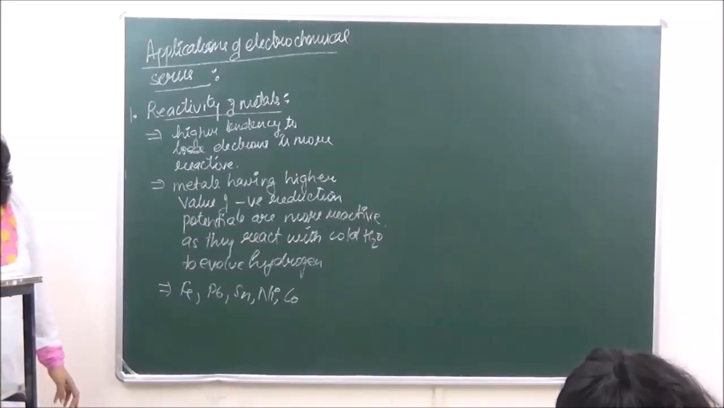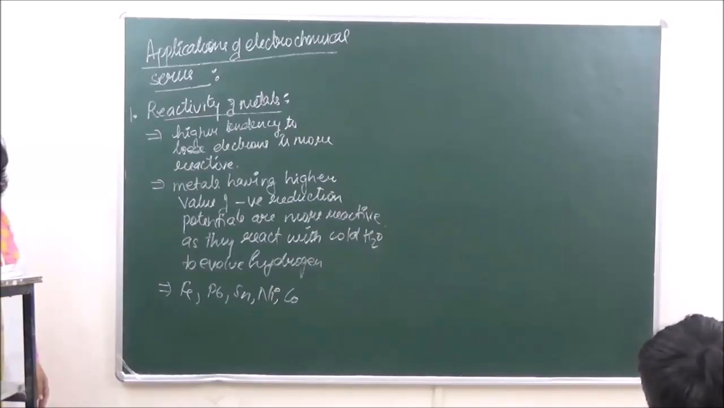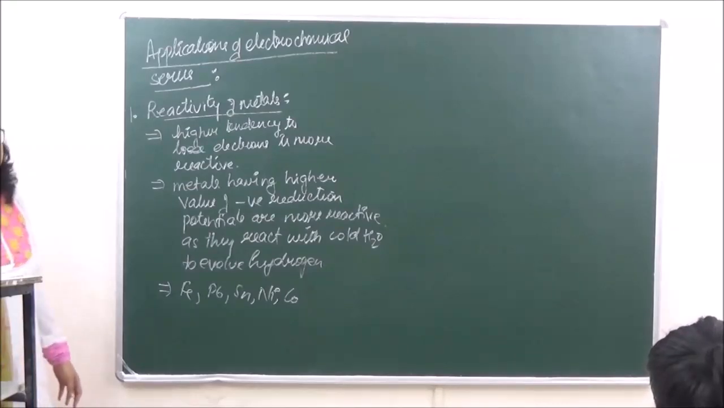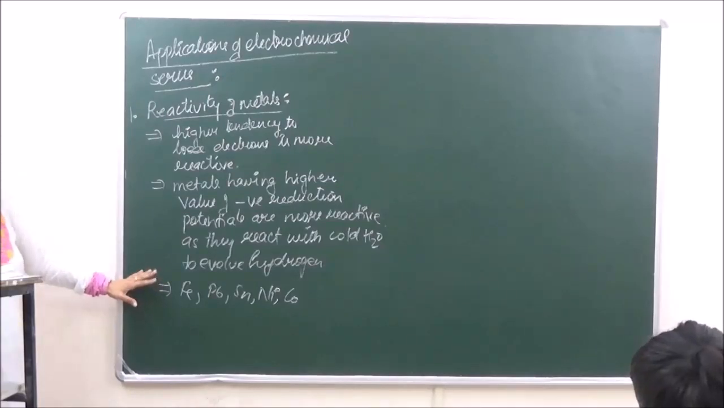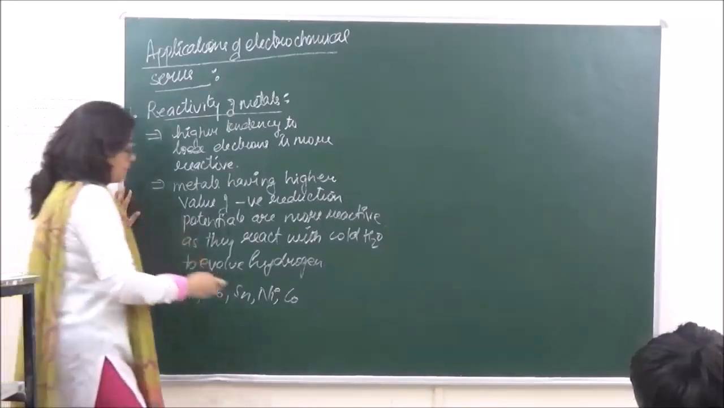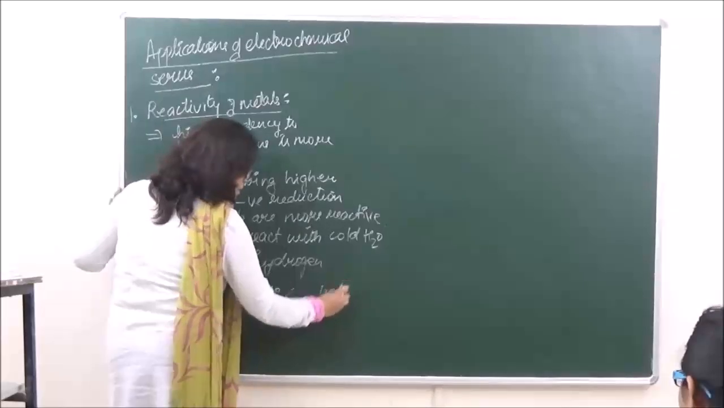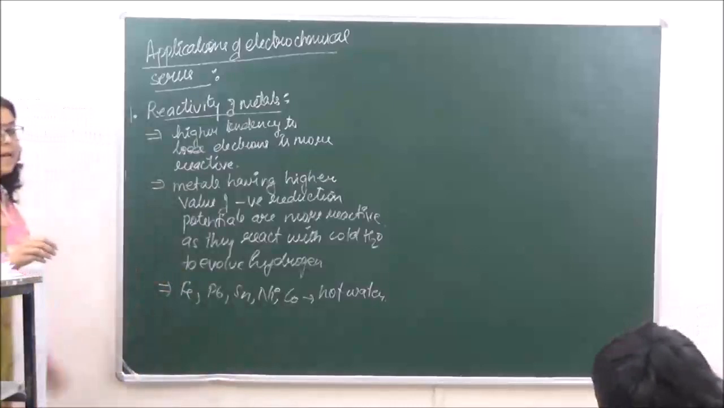As for example, iron has a reduction potential of minus 0.44, right? In a similar manner, the value of nickel is minus 0.25. So they have less negative reduction potentials, so they are known as less active metals. They do not react with cold water, but they are going to react with hot water due to their less activity.